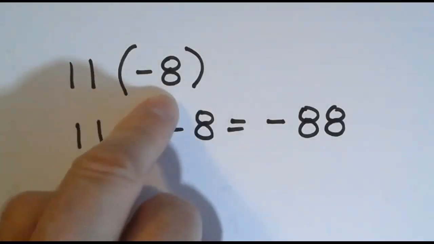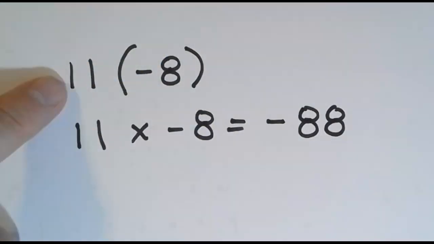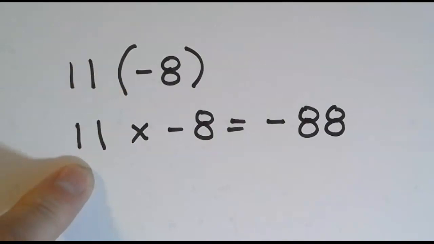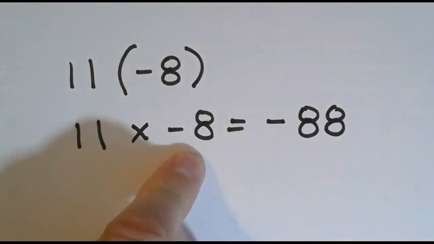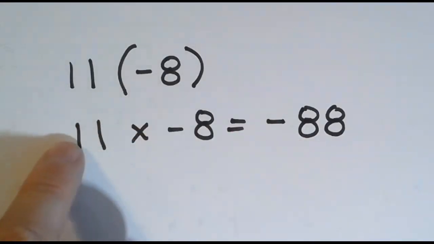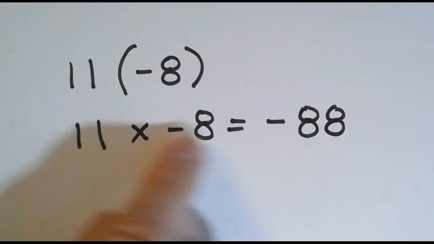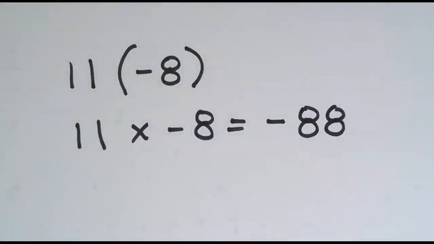And number 9, the last one on this video, 11 groups of negative 8. So when you see something like this, it's just a multiplication problem. So it's telling me I have 11 groups of negative 8. So 11 times negative 8. 11 times 8, 88. But since it's a positive times a negative, positive times a negative gives a negative result. And that's the first 9 problems.